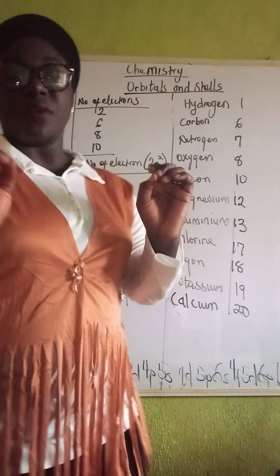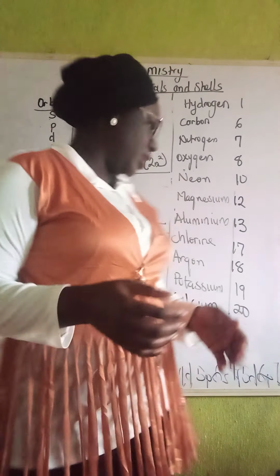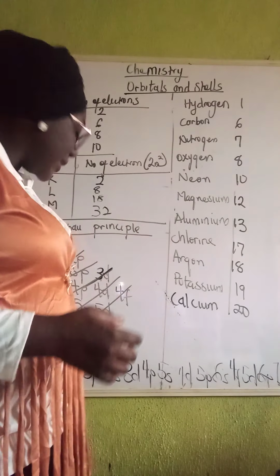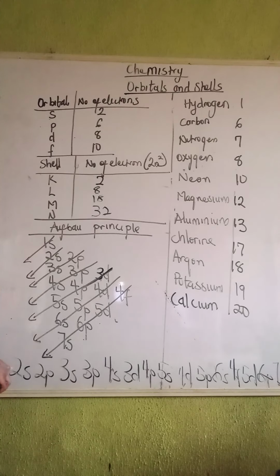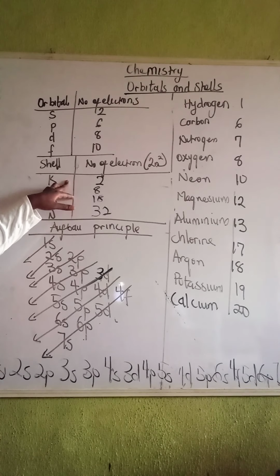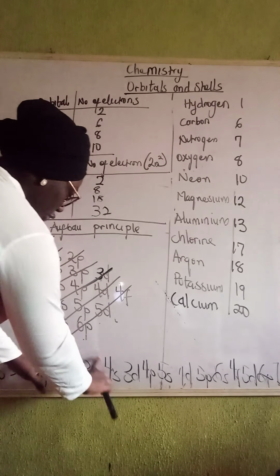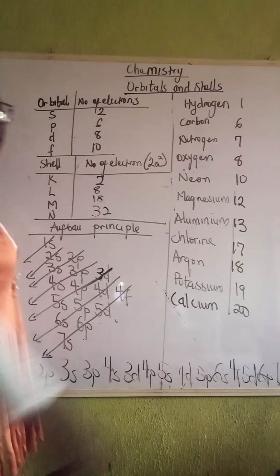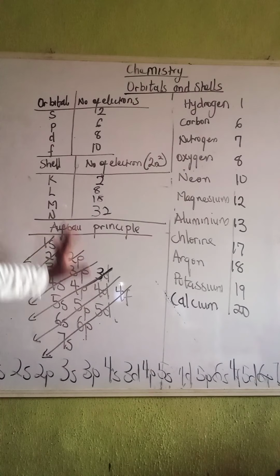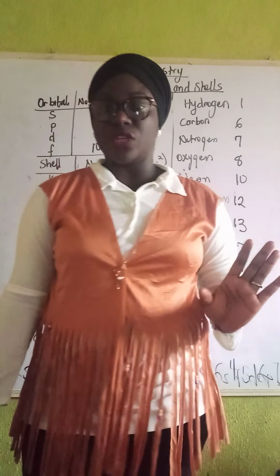In writing electronic configuration of the first 20 elements, we might not need all of this. But because we have a lot of elements in chemistry, it's better you know this principle and the arrangement of these orbitals. I want you to know that this 1, 2, 3, 4 written as coefficients are the number of shells. This one occupies the first shell, this one the second shell, the third shell, the fourth shell, fifth shell, and so on. That is where the principle comes into play in electronic configuration.